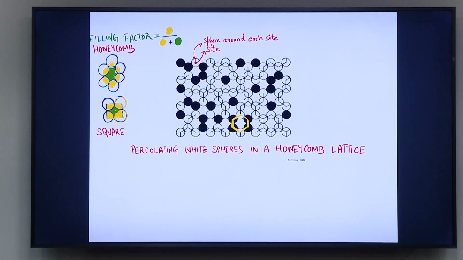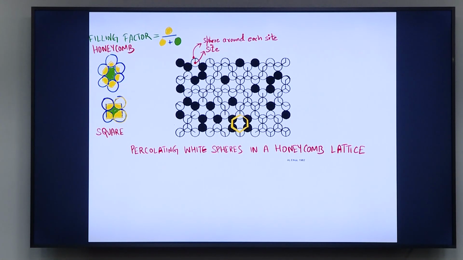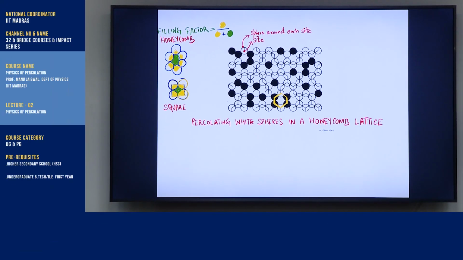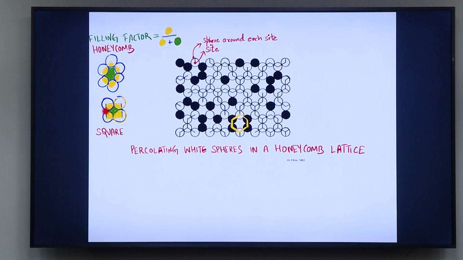If you have a honeycomb lattice, nothing has been removed, then it occupies a certain fraction of the space. This part of the space is not available, this kind of star shaped structure, the curved star shaped structure. Whereas in a square, the space not available is shown here. That's the filling fraction, and if the filling fraction is more, you can remove more. If the filling fraction is less, you can remove less.